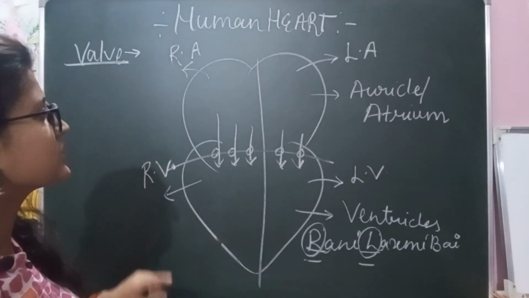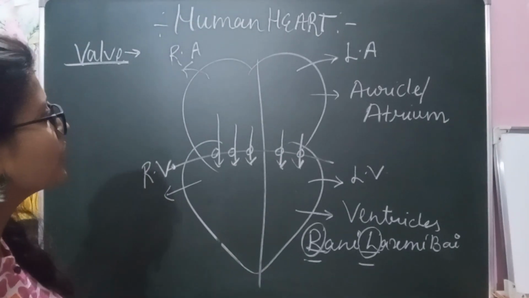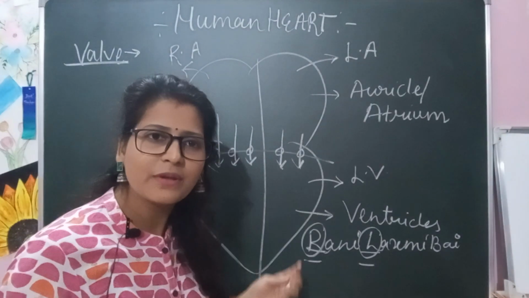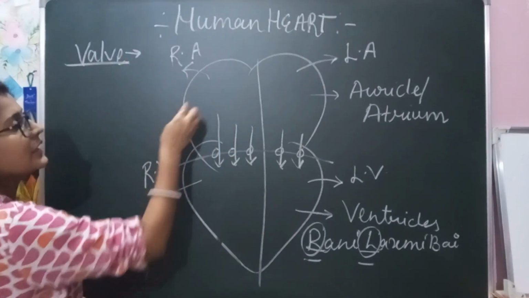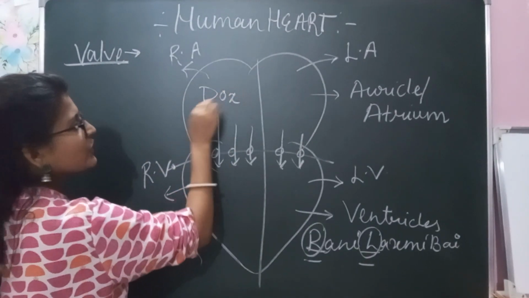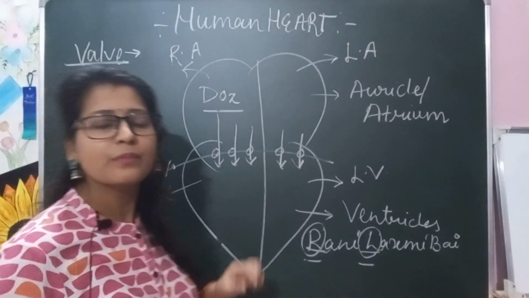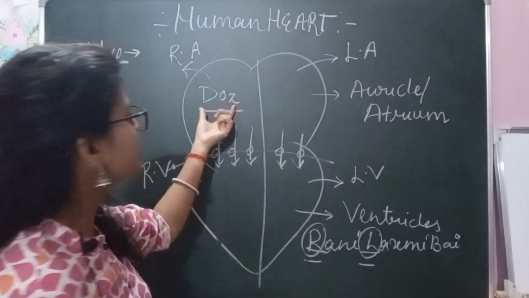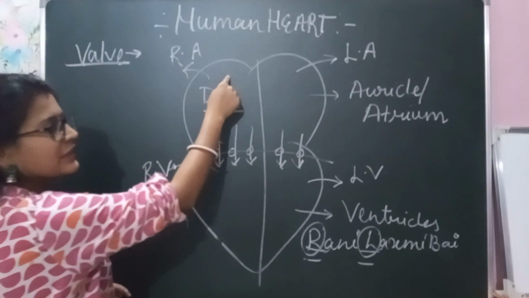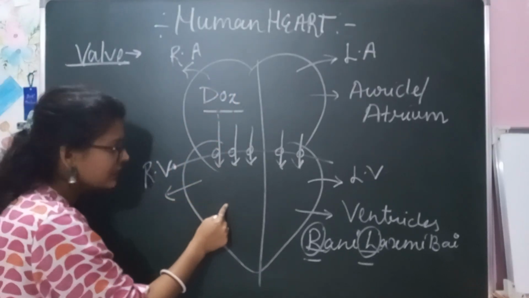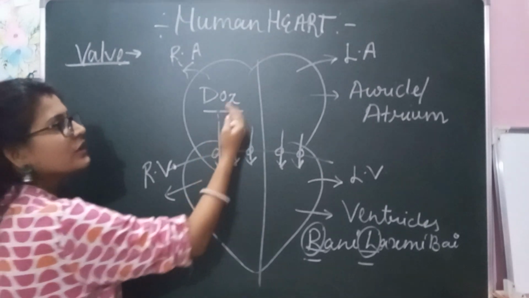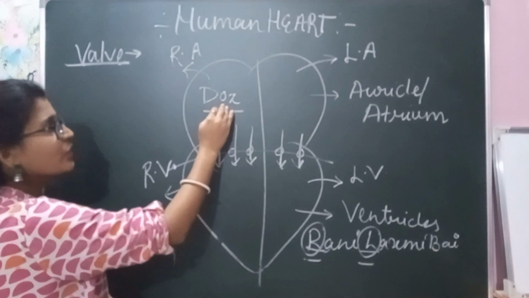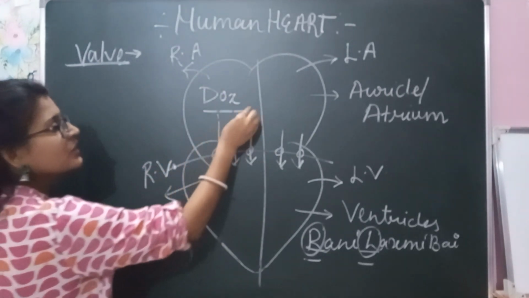Now we are going to understand the flow of the blood. First of all, in the right atrium, all the impure blood is coming from all the parts of the body. For impure blood I am going to use the word deoxygenated. Deoxygenated means the oxygen amount is very low and the blood is rich in carbon dioxide. From the right atrium it moves to the right ventricle, not the left atrium, because we have a septum here.